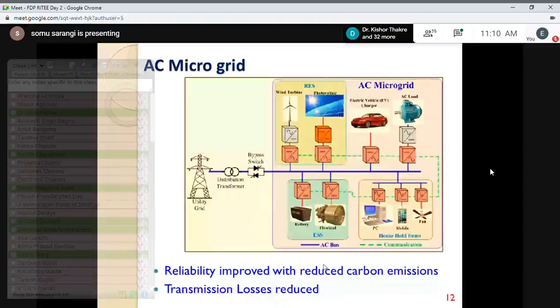So the change we have here is the converters. These converters play a big role in the control and operation of the system. Now it becomes easy to control, but it adds some protection issues in our system. This helps in reducing the transmission losses, as well as the carbon emission.